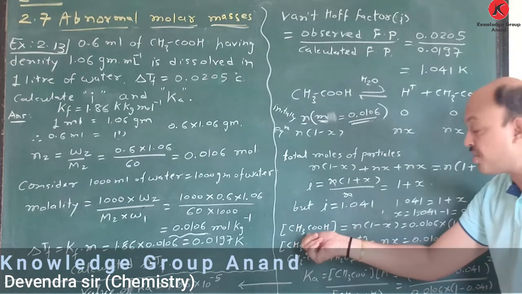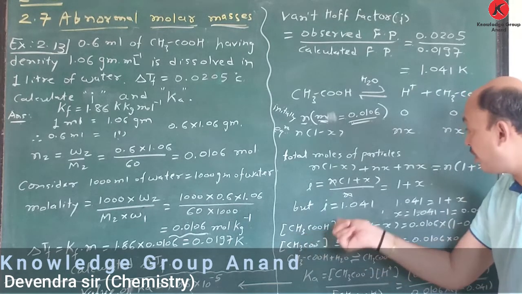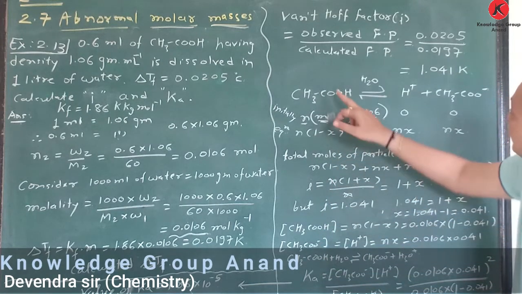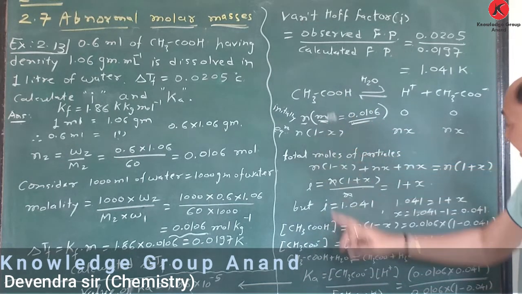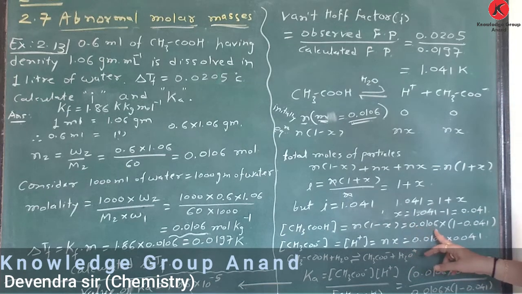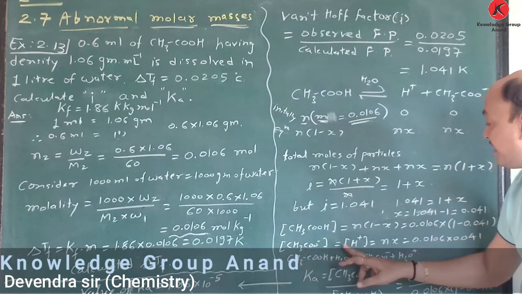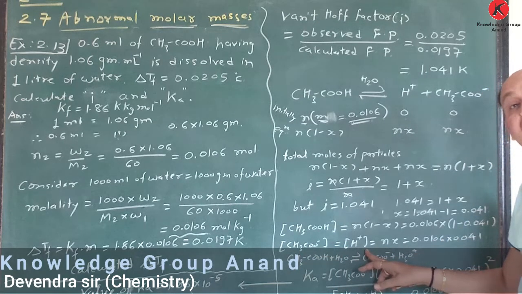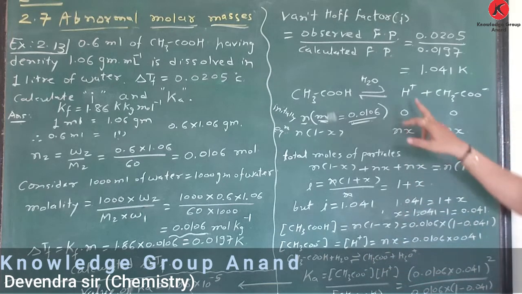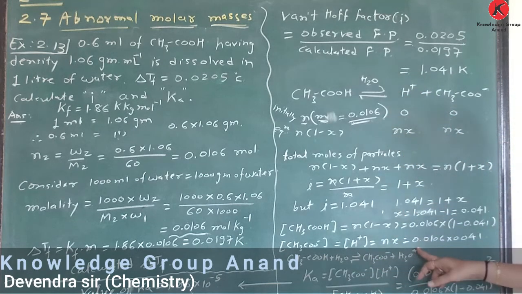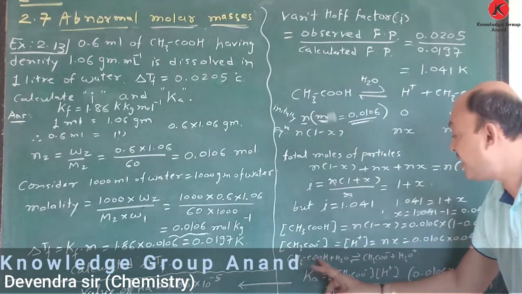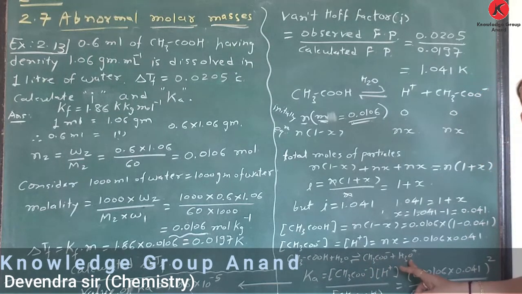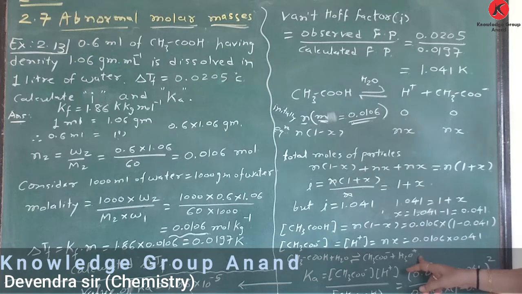Now see, the concentration of acetic acid, consider this equation, N into 1 minus x, is equal to 0.0106 into 1 minus 0.041. Here the concentration of acetate ion is equal to that of H plus ion, because both concentrations are the same at equilibrium. So it is Nx, that is 0.0106 into 0.041. Here we see acetic acid plus water gives acetate ion and H3O plus. H3O plus is nothing but H plus dissolved in H2O.